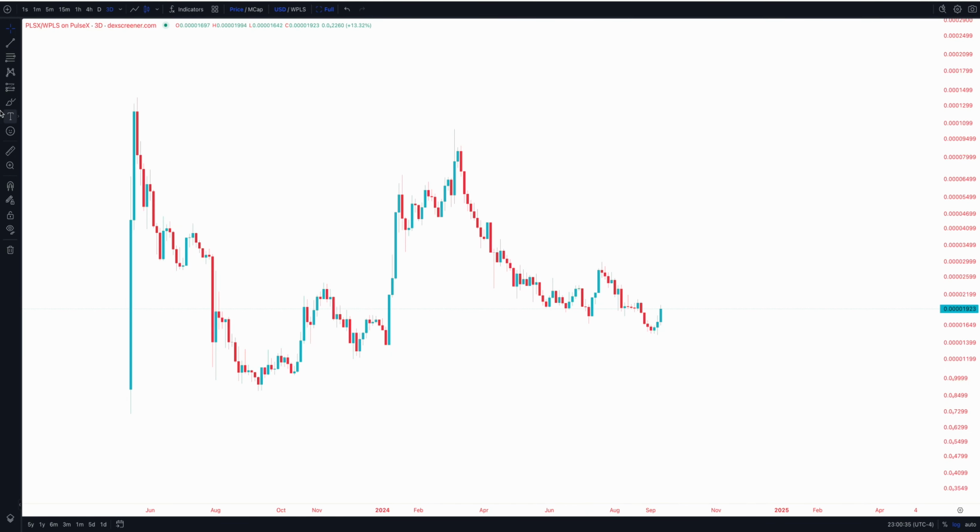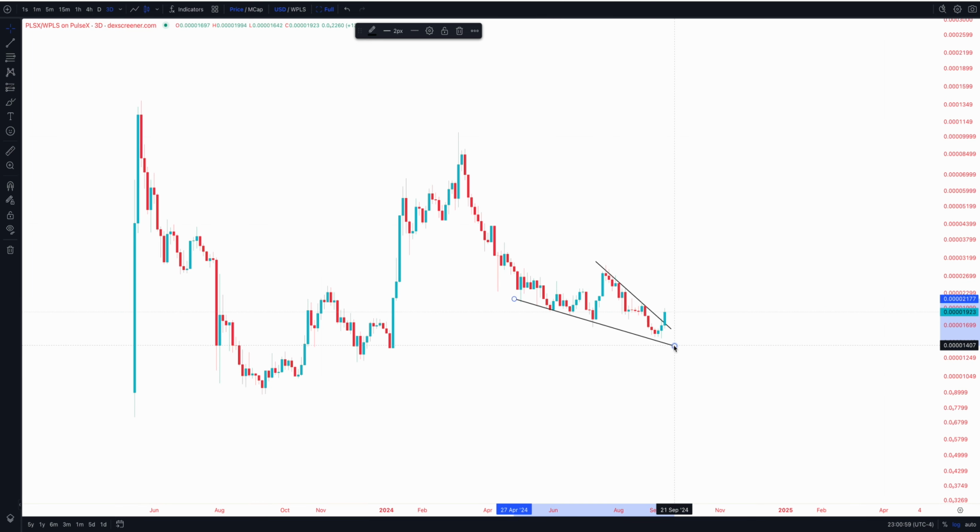Very bullish on PulseX. This is going to be a quick video on the PulseChain ecosystem: PulseX, PLS, HEX, eHEX, and pHEX. And what we see over here is we're breaking out above this trend line, and we actually are breaking out of this wedge.